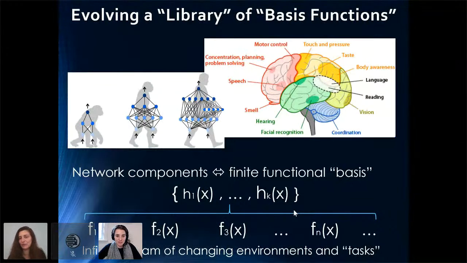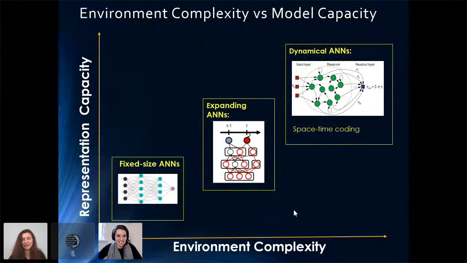That's what the brain seems to be doing to some extent, with areas that are specialized for certain tasks, but recombination of them and interaction between them lets you do things in a lifelong manner quite successfully. And finally, I just wanted to stop at this slide. Going into the future, it seems important to think about the interplay between environment complexity and representation capacity.